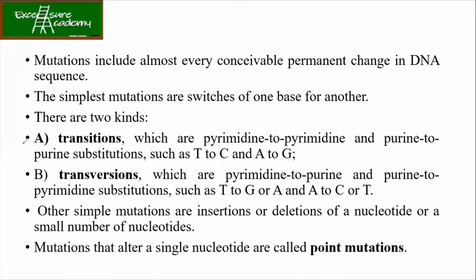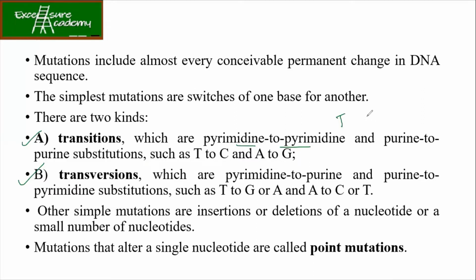So these are the two main basic types of mutations. Whenever we talk about what kind of mutation is happening, the basic ones are transitions and transversions. Please remember, transition is a substitution from pyrimidine to pyrimidine or purine to purine. So instead of T, you are getting C.